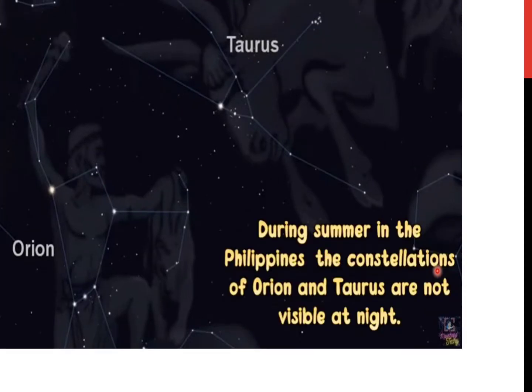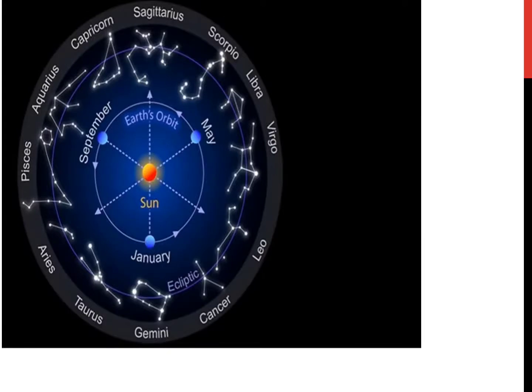But during summer in the Philippines, the constellations of Orion and Taurus are not visible at night. I will explain it to you later as we go along with our discussion. Let me show you this diagram. Do you still remember earlier I told you about the constellations Orion and Taurus not being seen in the night sky during summer? Here is the explanation.